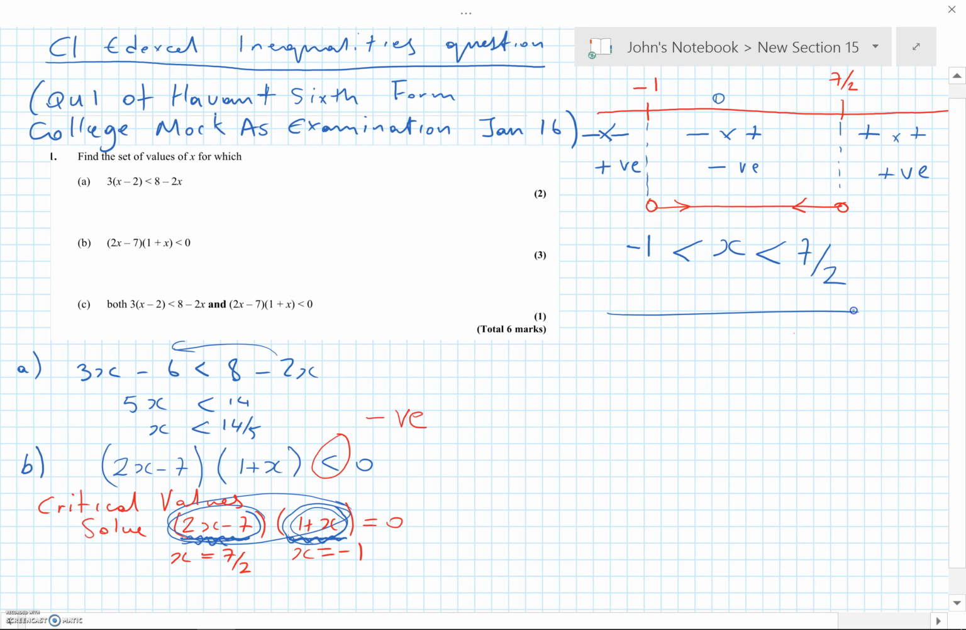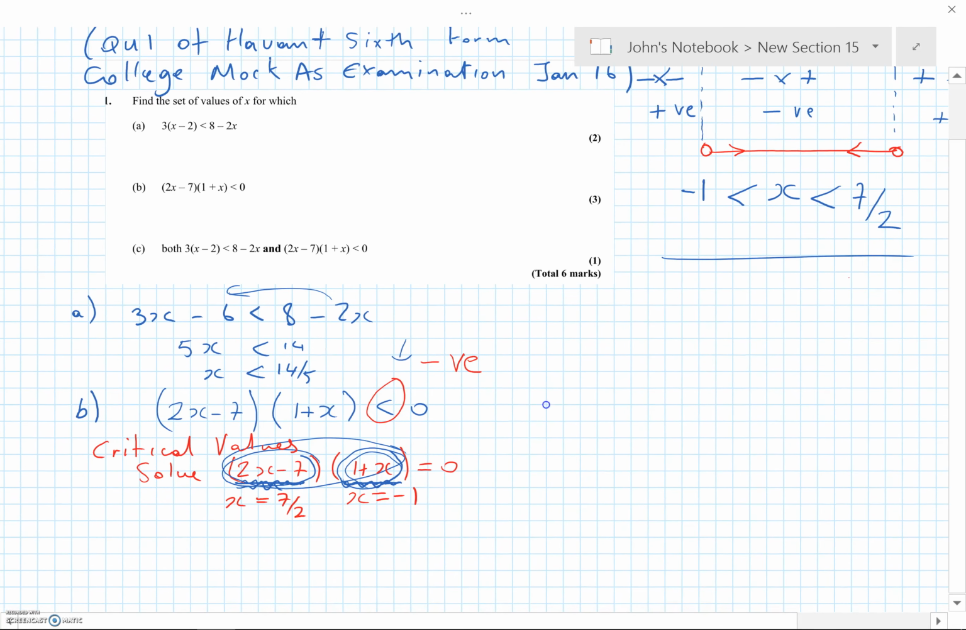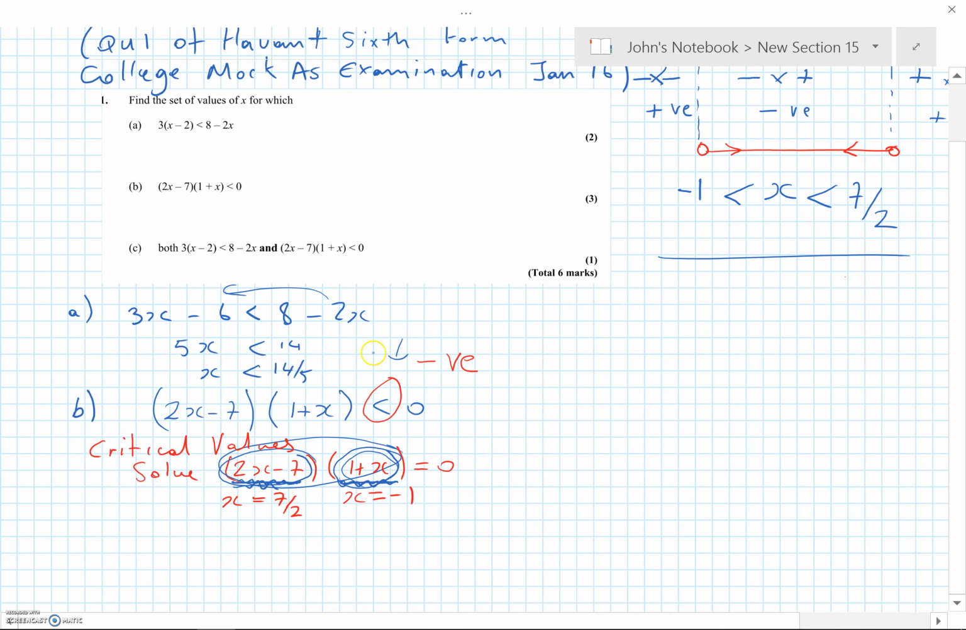That's it. Had the inequality gone the other way, so if we were to reverse this inequality, then we would have had our bits coming out here, and our inequality would have been x is less than minus 1, and x is greater than 7 over 2. In this case, it'd be written with 2 bits on the number line, so you wouldn't be able to write it in one long line like that. You'd have to write it as 2 separate bits.